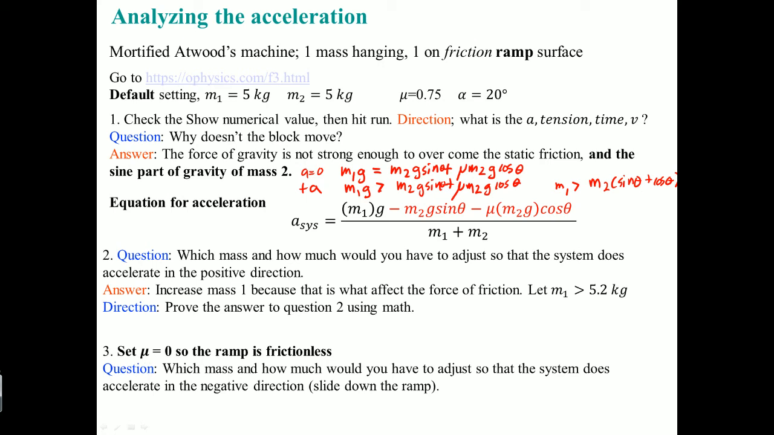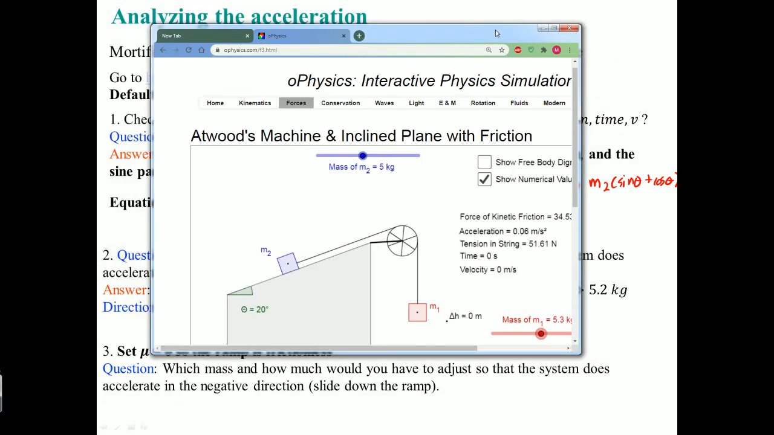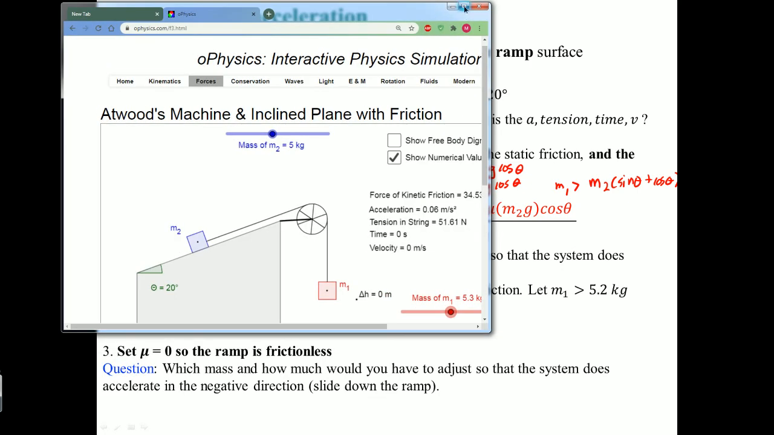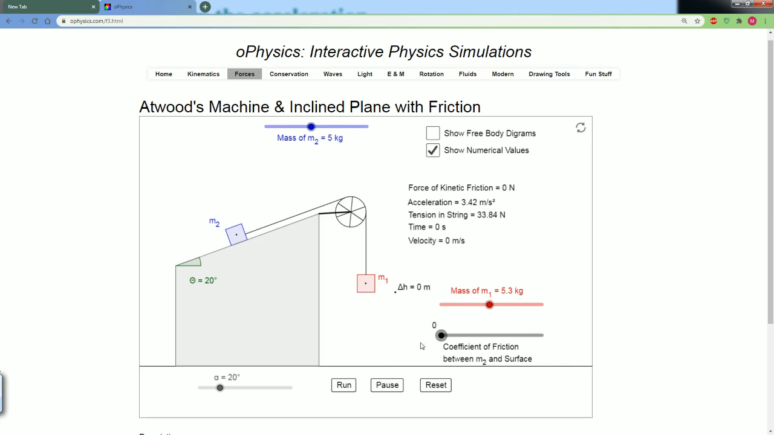Now, let's set theta equals to 0. Right, that's the last part. It says, so let me show you the equation. Oops, sorry. Let's set mu equals to 0. So now it becomes frictionless, right? And we have an acceleration here, right? Let's hit run. So yep, there is an acceleration because it becomes frictionless.